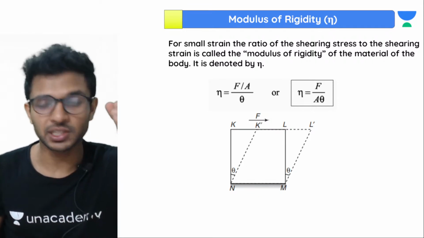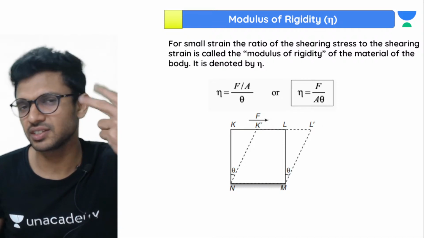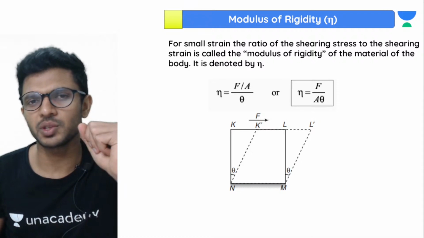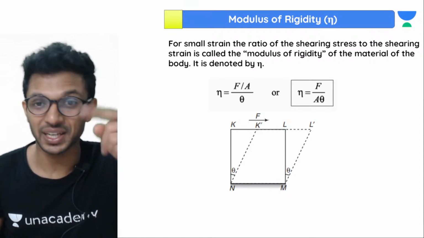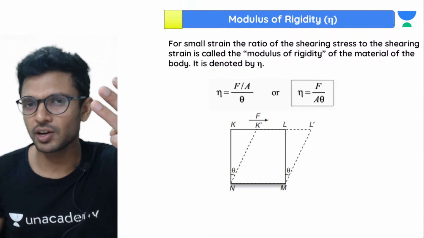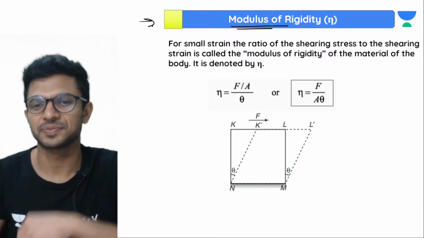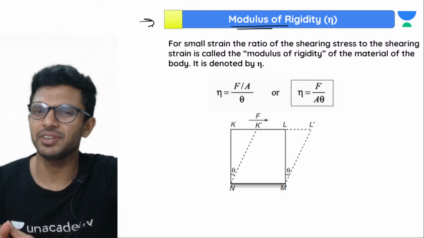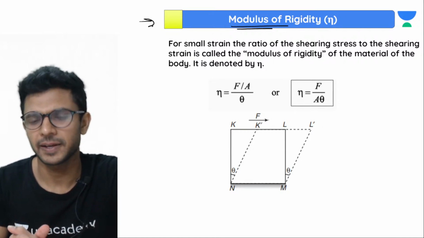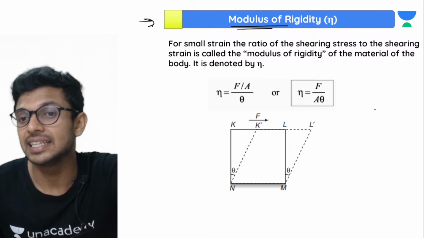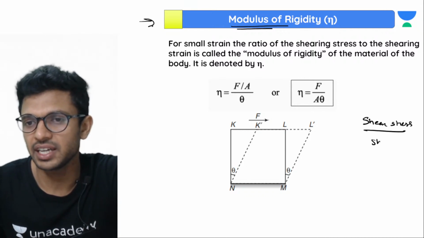Okay. So tell me, children, how many moduli of elasticity have we discussed? Young's modulus we have discussed. Bulk modulus we have discussed. While discussing bulk modulus, we also discussed compressibility, isn't it? Okay. Now what is left? The third modulus of elasticity, which we call the modulus of rigidity. Now everybody can guess, when will we call the modulus of elasticity the rigidity modulus? When? Yes, whenever we talk about the shear stress divided by shear strain.